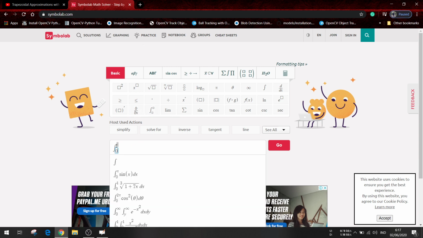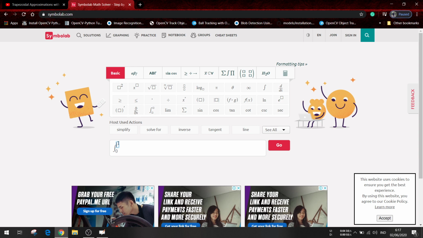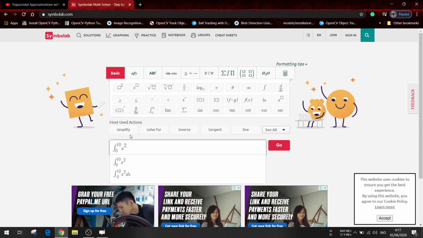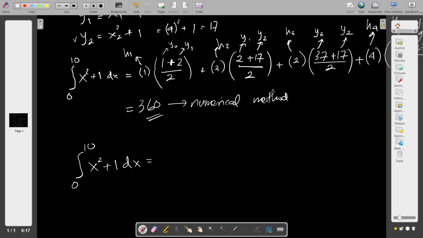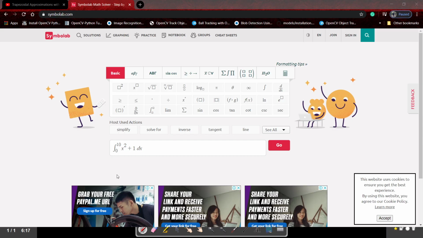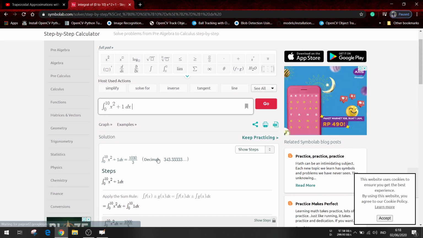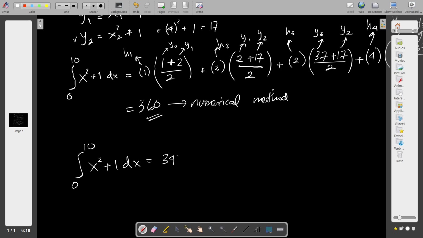You can enter the problem here. From 0 to 10, x to the power of 2 plus 1 dx. Okay, go, and we got 343.333. So using the analytical method we found 343.33. So it's close enough, actually.